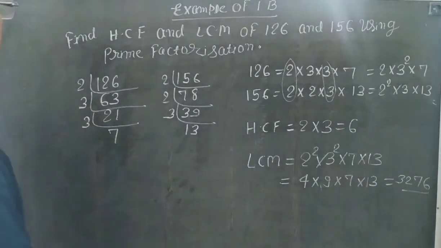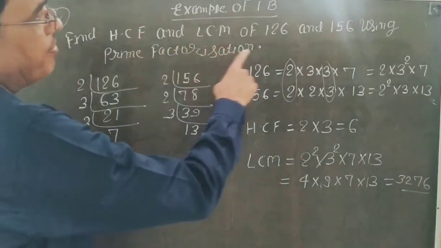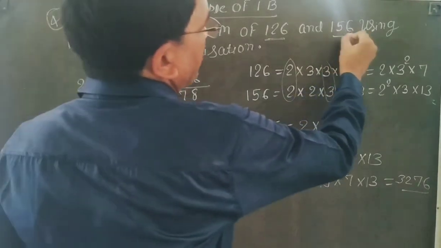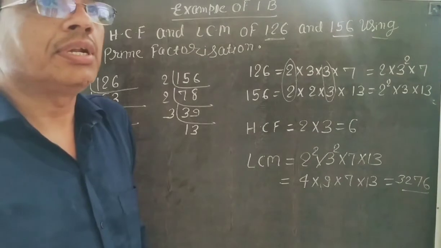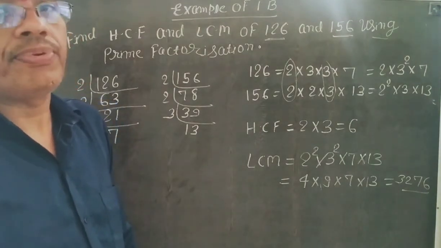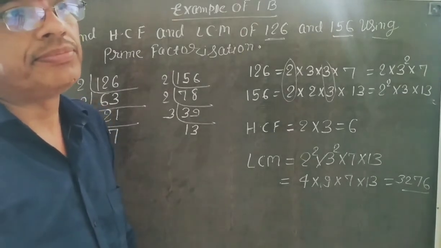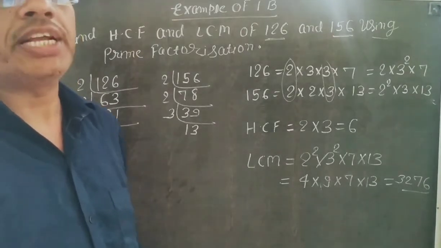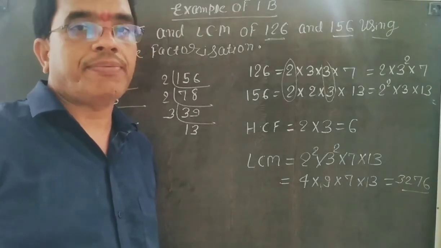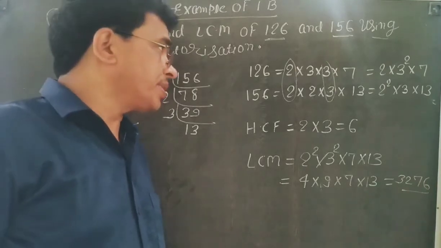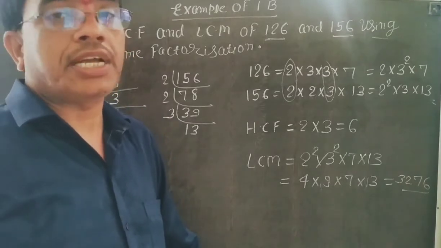Now see question number 4, that is find HCF and LCM of 126 and 156 using prime factorization. Your question is find HCF by prime factorization method and hence find LCM. Dear students, before this you found the HCF by Euclid's division method. Now you find the HCF by the prime factorization method. This method you already read in previous classes, class 6 and 7.